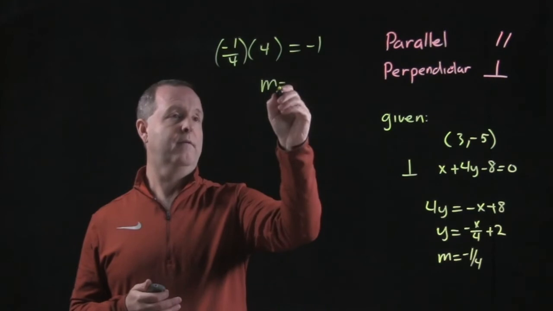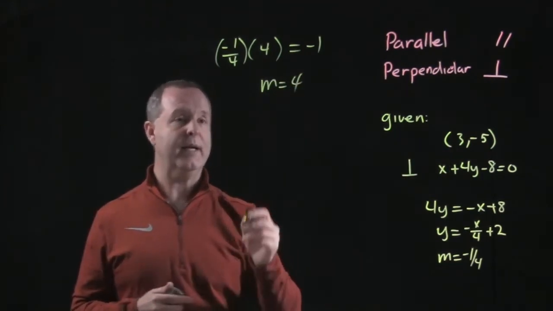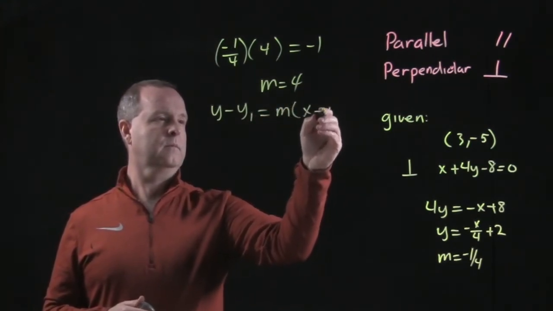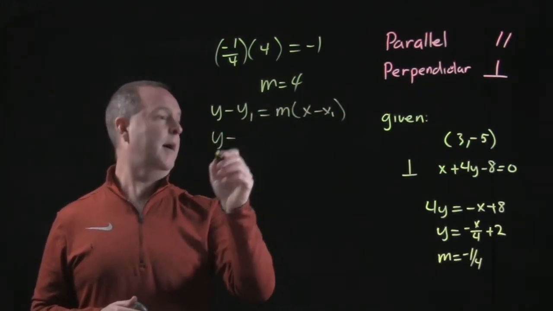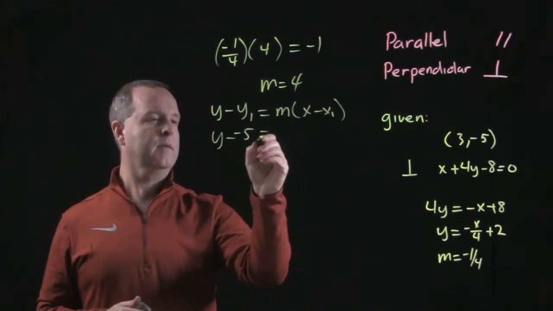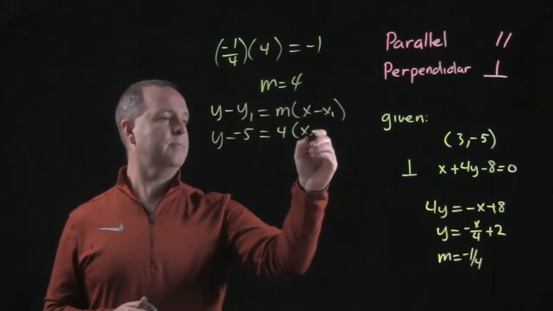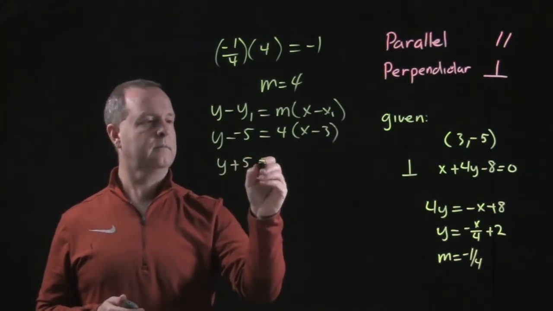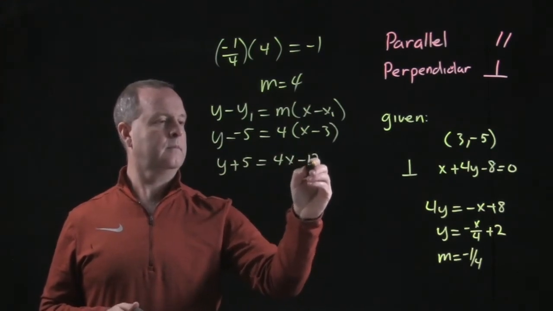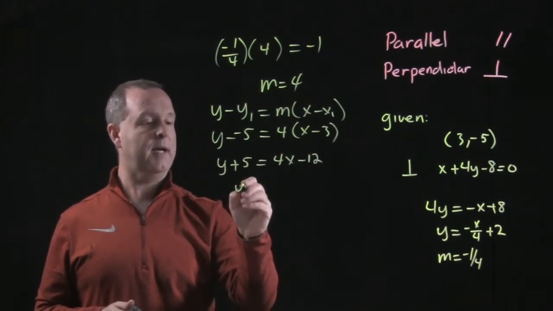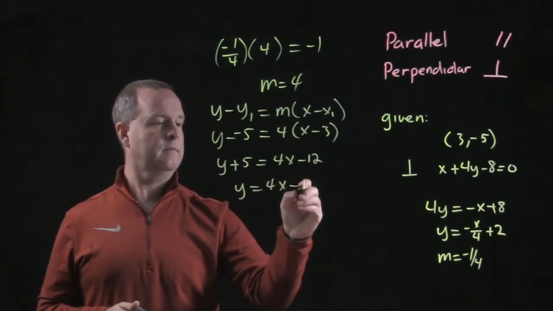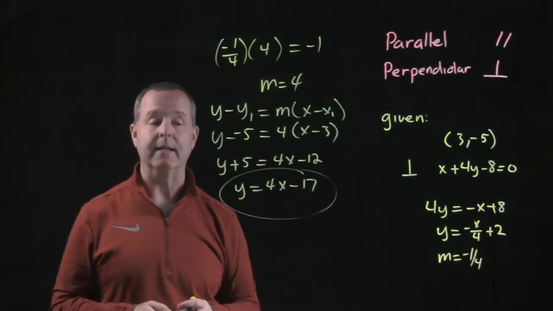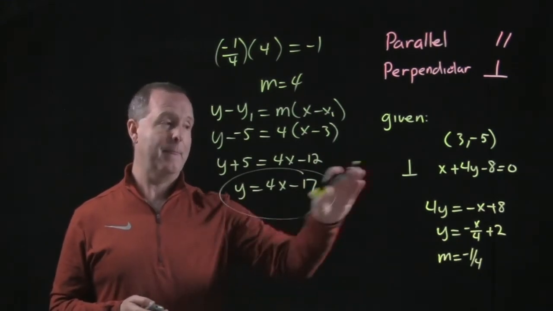Slope is going to equal 4, and I have a given point, so we can use point-slope form. So y minus -5 equals slope, which was 4, times x minus 3. Solve that for y. Subtract 5 from both sides. And there you have it: y equals 4x minus 17. And that's the line that's perpendicular to the given line.